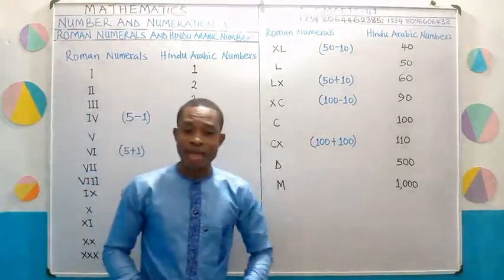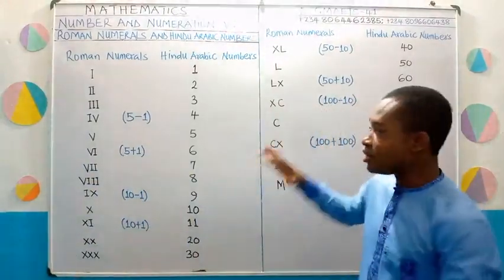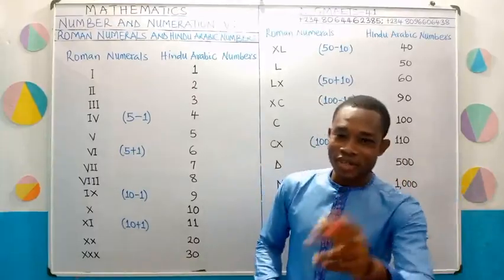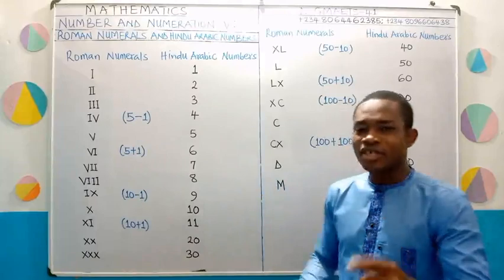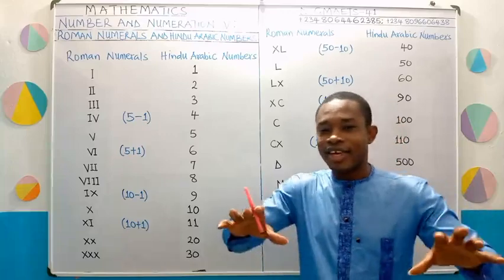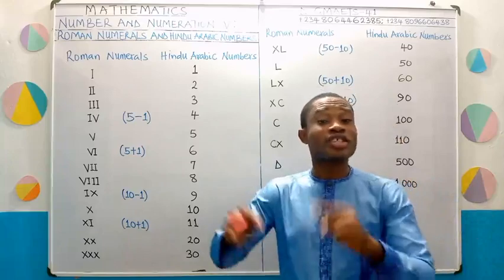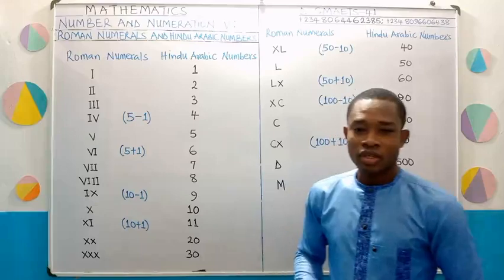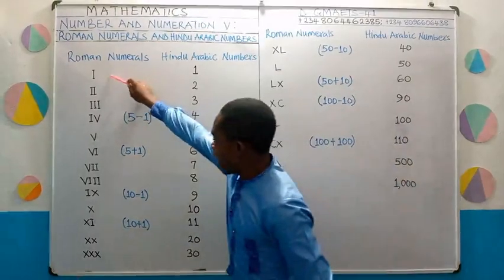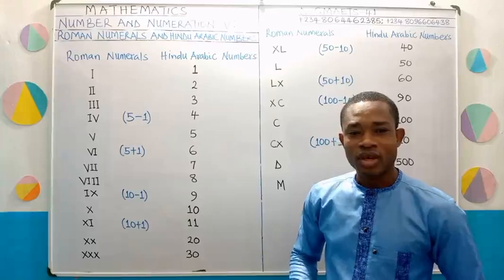D is 500. M is 1000. Now, as much as you can, memorize some of these. You can sing them as a song so as not to forget. But very important, this one I would not say as much as you can. This one is, you must memorize them. You want to know them? I'm going to show you. From this I to X, memorize them. Very important. Are you following?